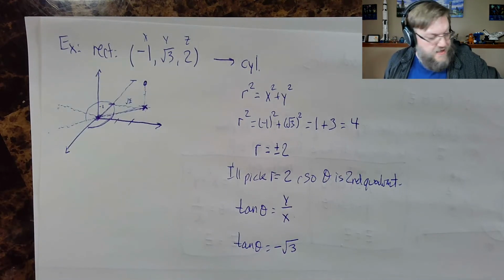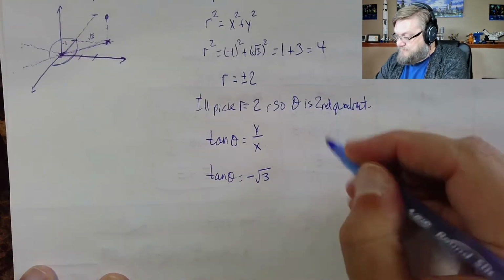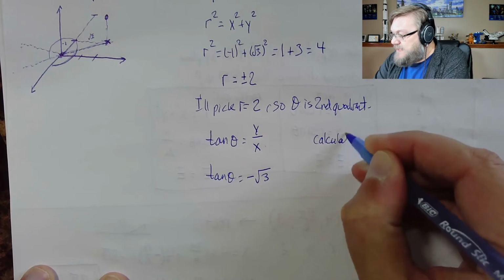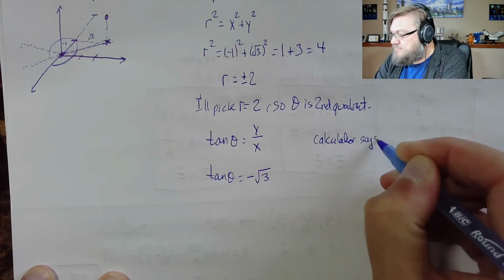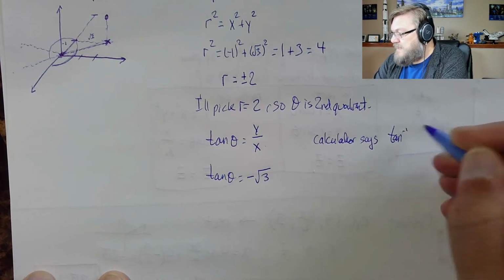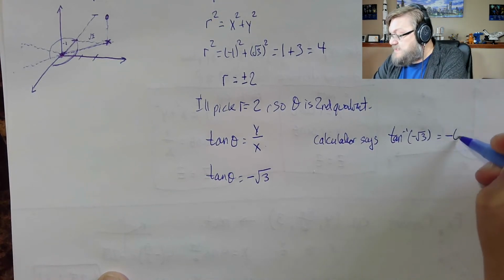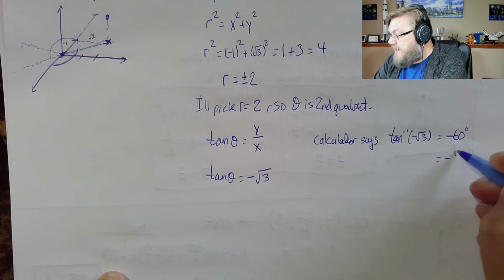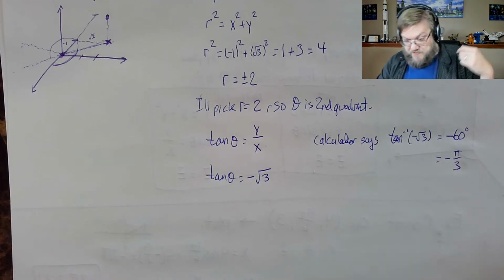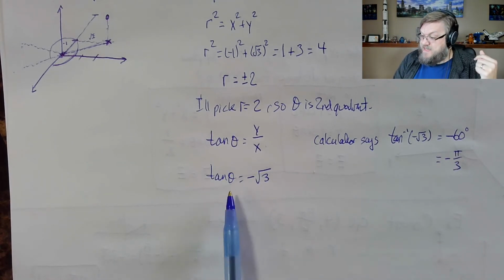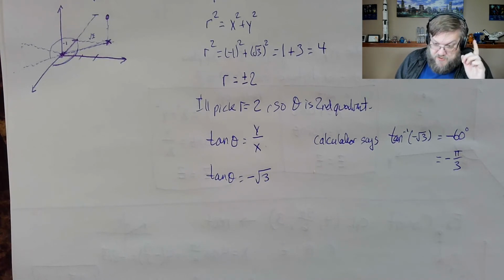So here's how I can handle this. The calculator says inverse tangent of negative root 3 equals negative 60 degrees, or negative pi over 3, right? That's what the calculator told me. But if I pick theta to be negative pi over 3, that is an incorrect answer, right?